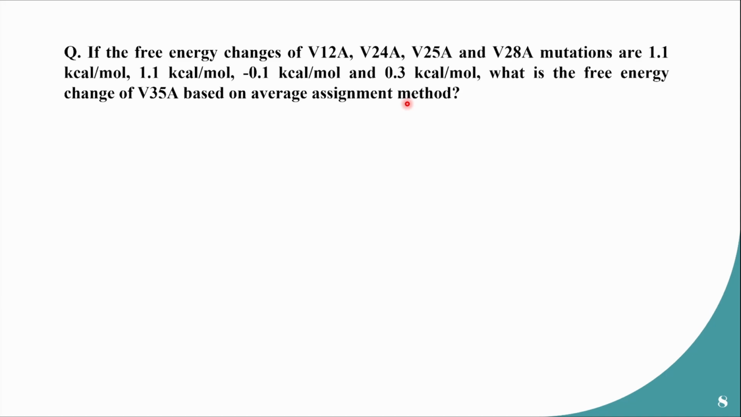So could you maybe try to calculate and share in the chat? Since it is talking about average, of course it will require us to consider all of the different similar mutations, meaning all of these similar mutations that have already been observed in other residue positions, and what kind of free energy changes those valine to alanine mutations brought about. Based on this average assignment method, we have to calculate. So maybe you could try to calculate it out and share the answer in the chat.